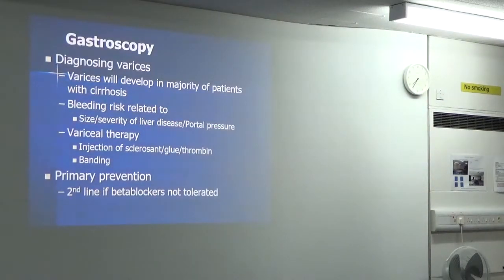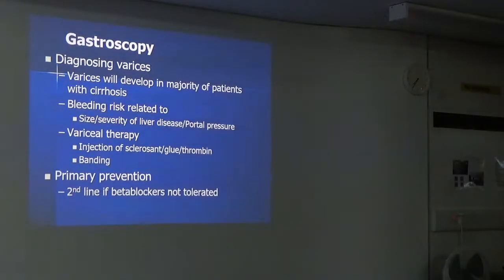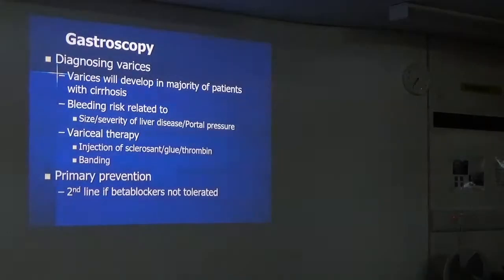So I'll start off really talking about gastroscopy, probably the most common endoscopic procedure for patients with liver disease, because with a gastroscope put down into the esophagus, you're able to identify esophageal varices, which are obviously a concern when someone has cirrhosis. Endoscopy, when somebody first has a diagnosis of cirrhosis, is normally done to assess whether varices have developed.